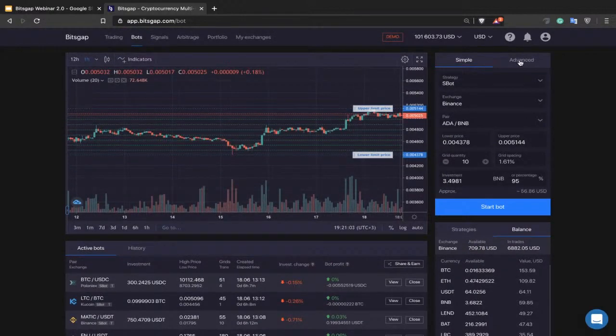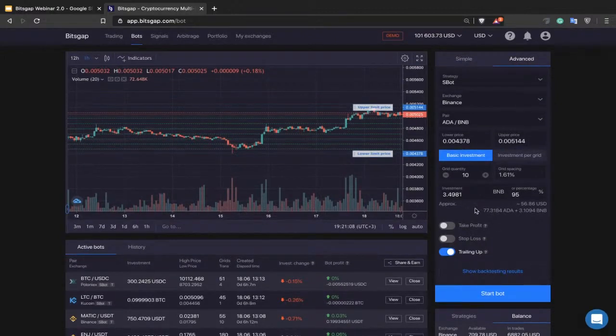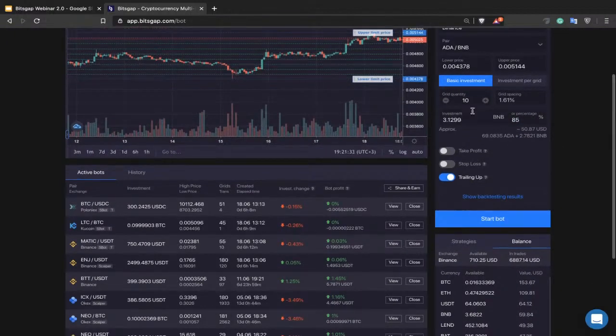And comparing with the advanced section, the only difference here is that you have the investment specification. So when you set the investment value, you can set it manually and say I want only 2 BNBs, or you can do this by choosing the right percentage, let's say 85, and it takes 85% of your currently available BNB from your balance, from this amount.